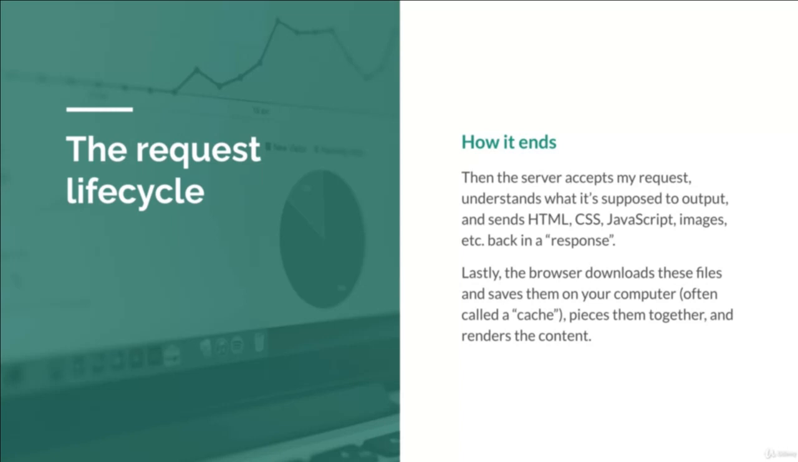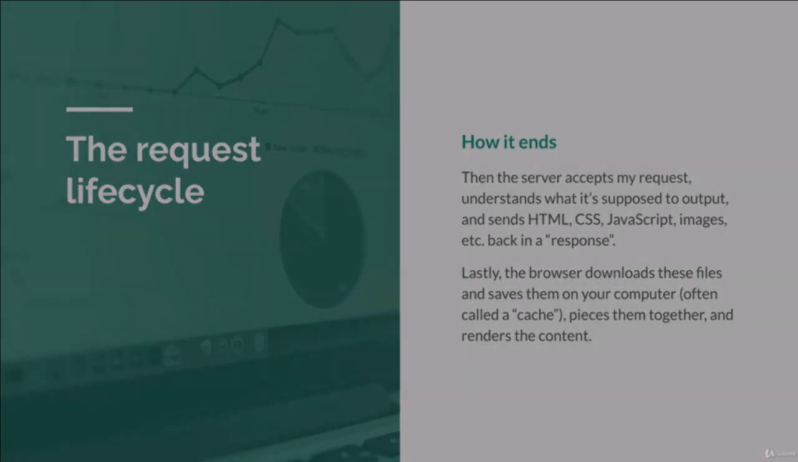And then how it ends, the server is going to accept my request or your request. It's going to understand what it's supposed to output and sends files like HTML, CSS, JavaScript, images, all that other stuff that makes your website look good in this thing called a response. Lastly, the browser downloads these files and saves them onto your computer. And if it has to download it more than once, sometimes it'll just use the old files, and that's called a cache. It's going to then piece all these files together and render your content.